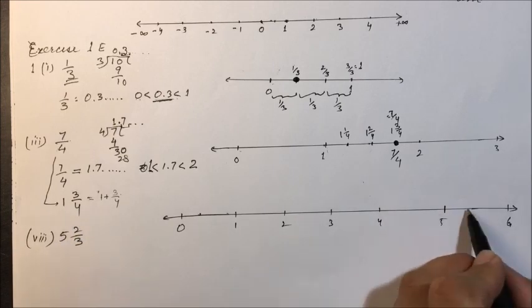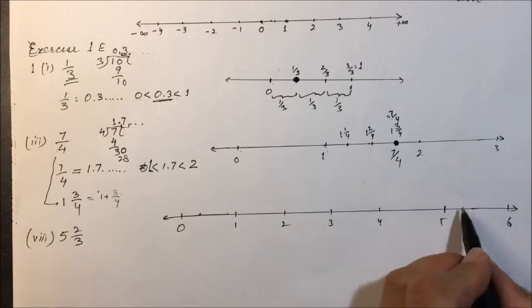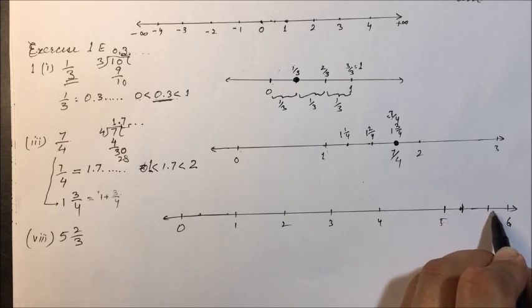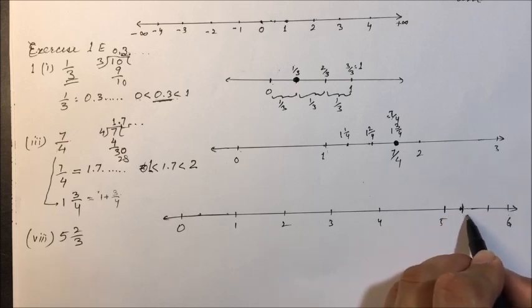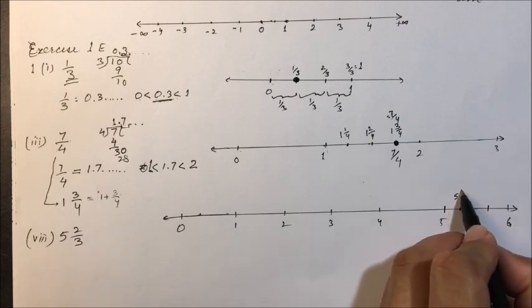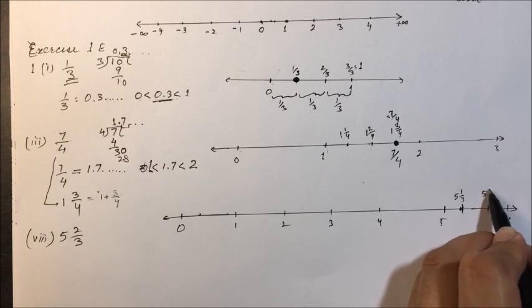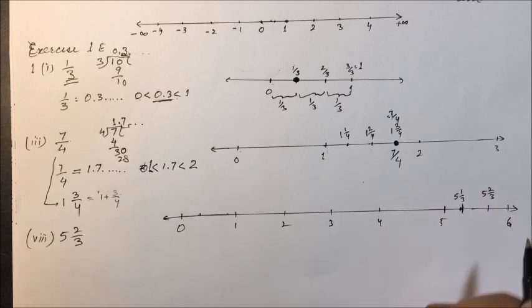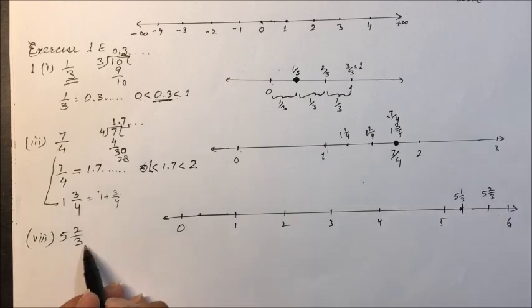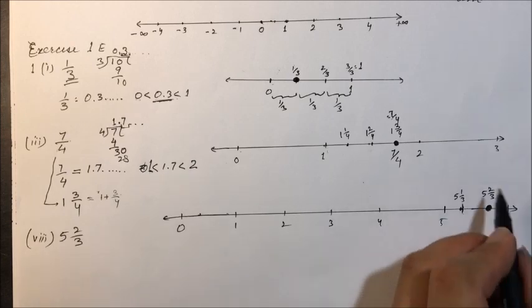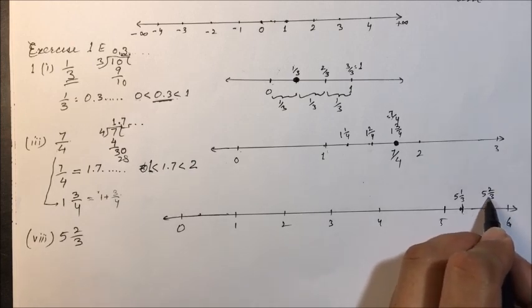So 5 is here. We have to divide it into 3 parts. 1 part, 2 part, 3 part. This is 1 by 3 part, 1 by 3 part, 1 by 3 part. So it is how much? 5 1 by 3, 5 2 by 3, 5 3 by 3. That is 5 plus 1, 6. So 5 2 by 3 we need. This will be our number. So this is our number 5 2 by 3.